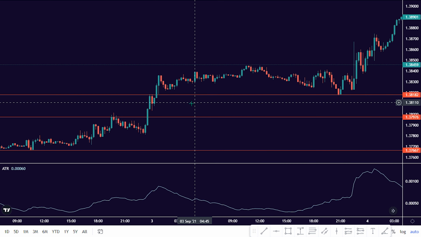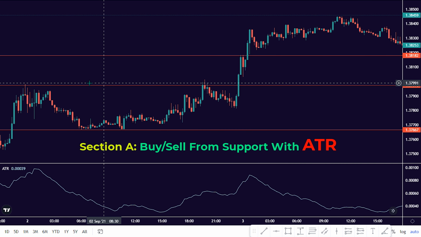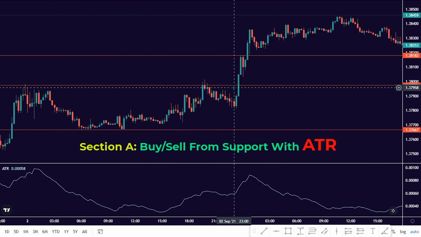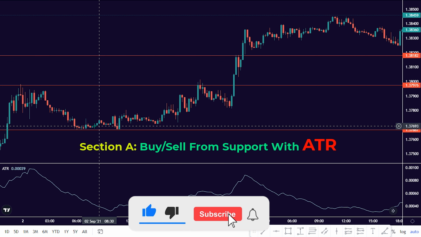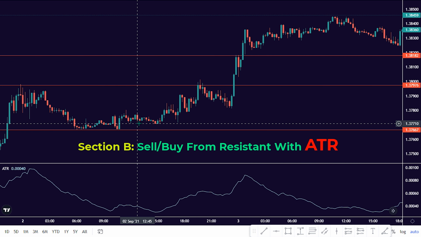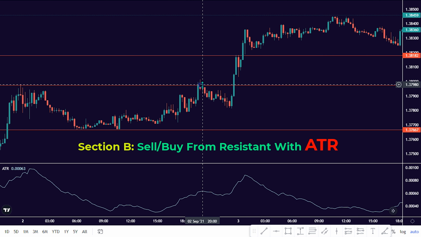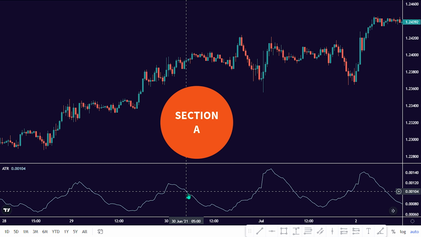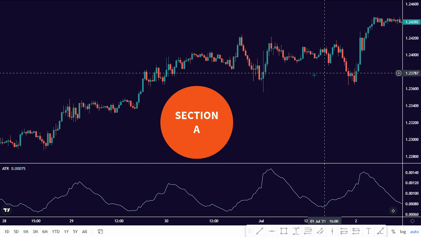This video will be divided into sections A and B. In section A of this video, you will learn how to apply the ATR trading indicator strategy to buy and sell from the support level. And in section B, we will focus on how to apply the ATR trading indicator to sell and buy from a resistance level.